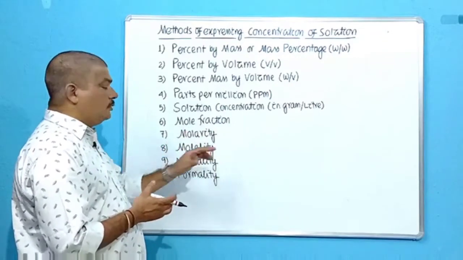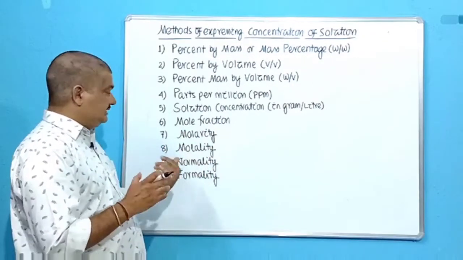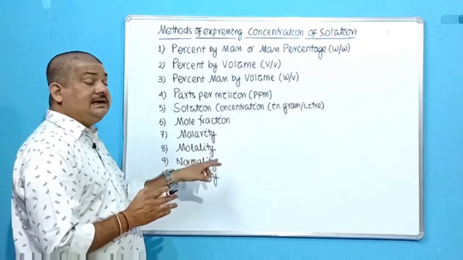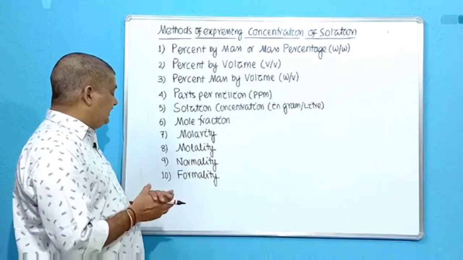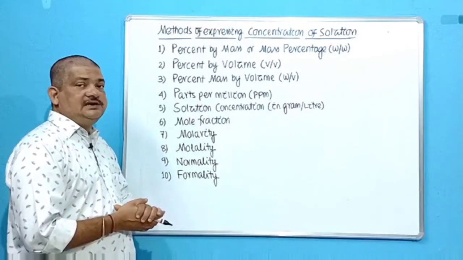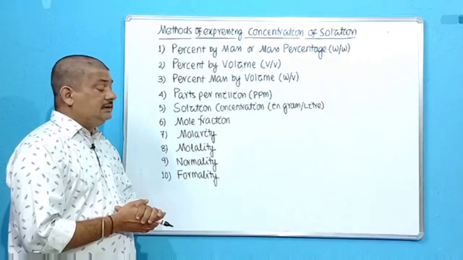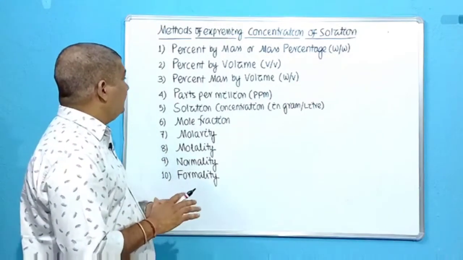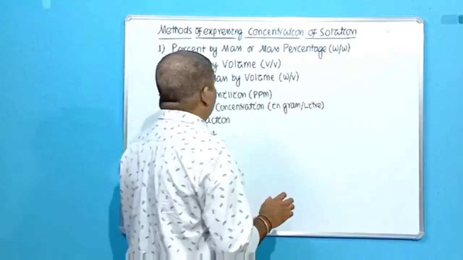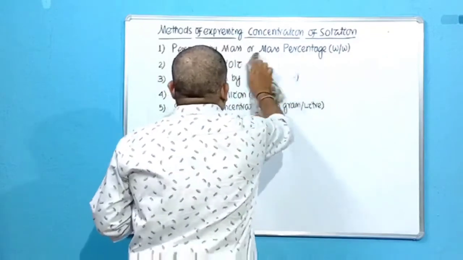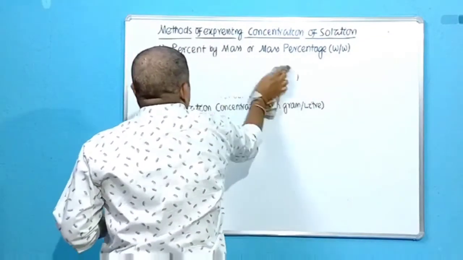Then mole fraction, then molarity, then molality. There is a very negligible difference between them. Molarity, molality. Then normality and formality. So these are the various means or ways in which the concentration of a solution is expressed or can be expressed. So we will start with the first one, that is percent by mass or mass percentage.